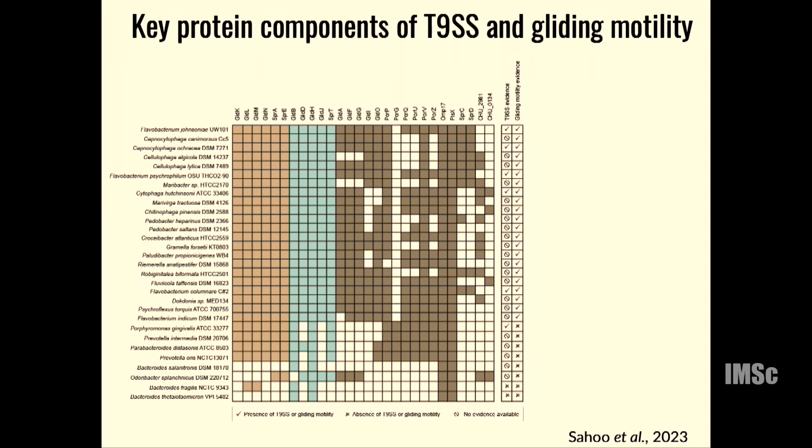and these Bacteroidetes can be classified into mainly 2 groups. One is where you have the experimental evidence for presence and absence of T9SS, and then presence and absence of gliding motility. Then we see the presence of these proteins across these 30 Bacteroidetes, and this helps us make a case for which are the mandatory proteins for T9SS and gliding motility.